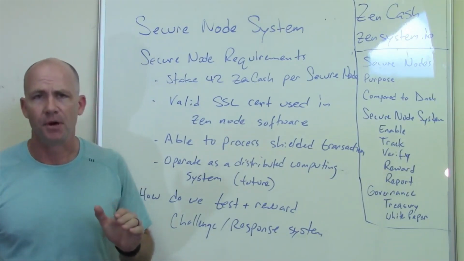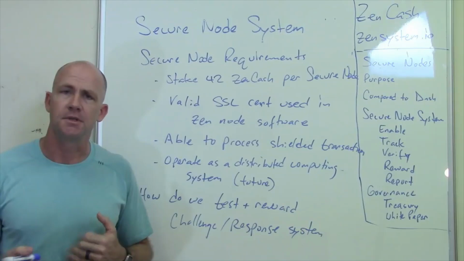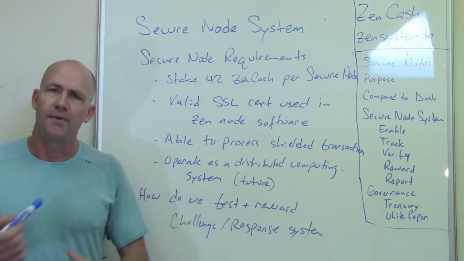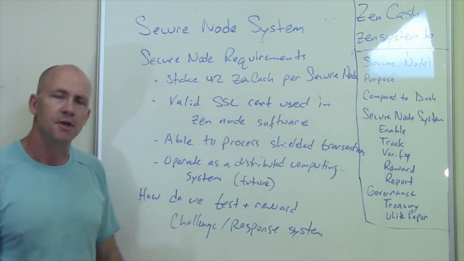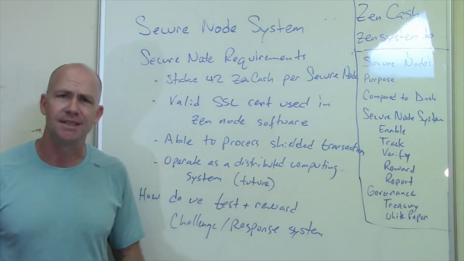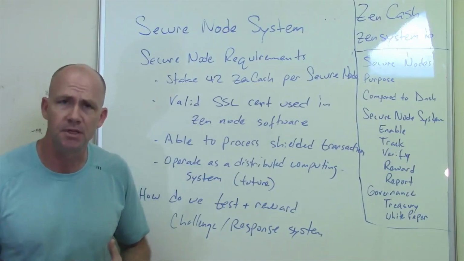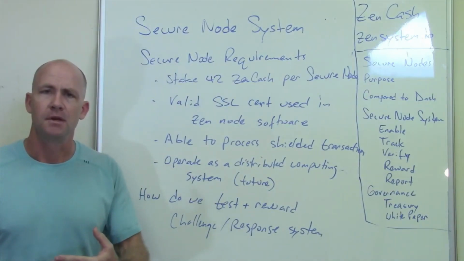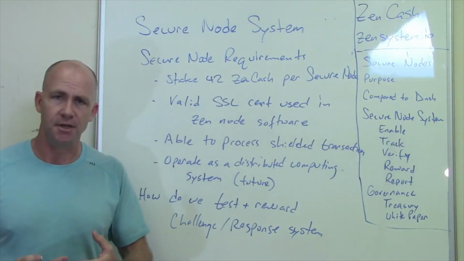Now, going back to the purpose of ZenCash and to be able to do all these anonymous transactions and communications and publishing, we figured that we would do the testing and rewarding of secure nodes by doing a challenge and response system. So not only are we going to say that you have to have the ability to process a shielded transaction, but if you want to participate in the secure node payment reward, then you have to actually be able to prove that you're able to do a shielded transaction.